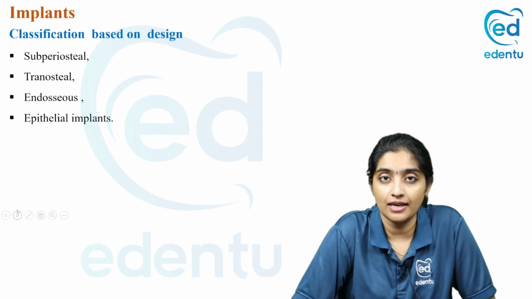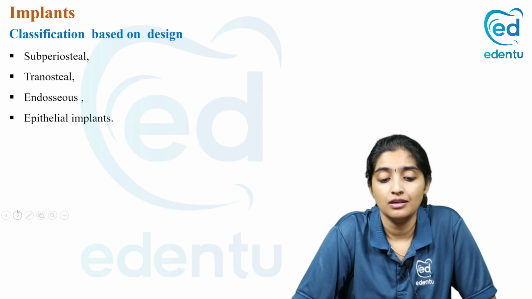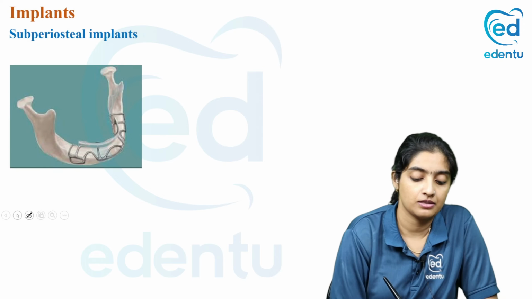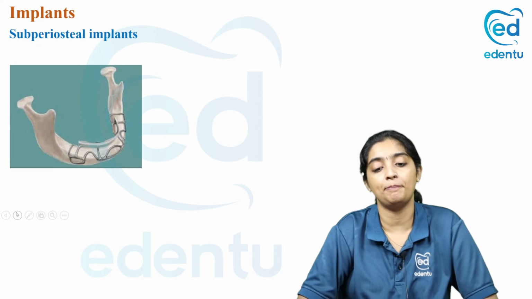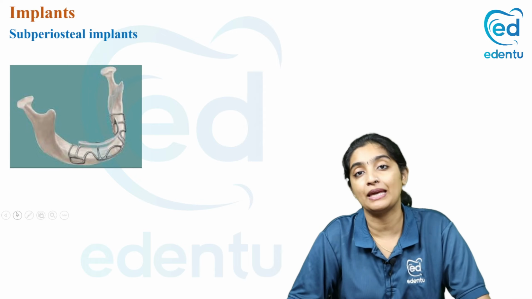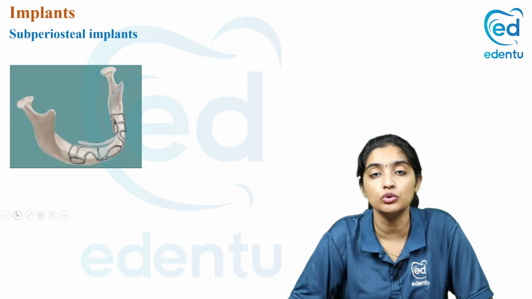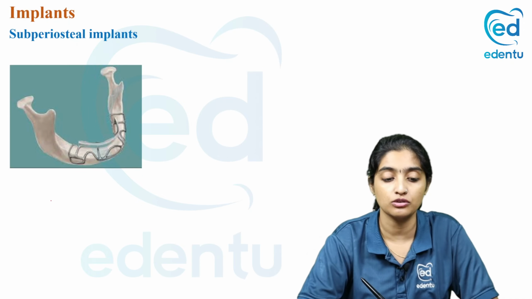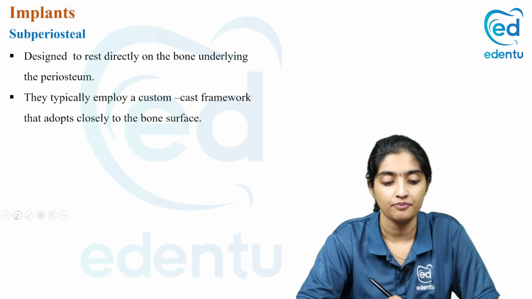Based on the designs, you have subperiosteal, transosteal, endosteal, and epithelial implants. So this is something called a subperiosteal implant. Here you are only at the periosteum level. You are not going into the bone. Covering the periosteum, that is what is called a subperiosteal implant.